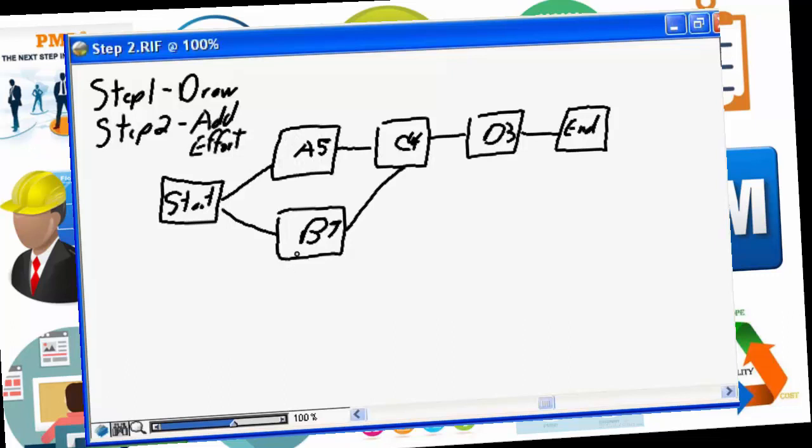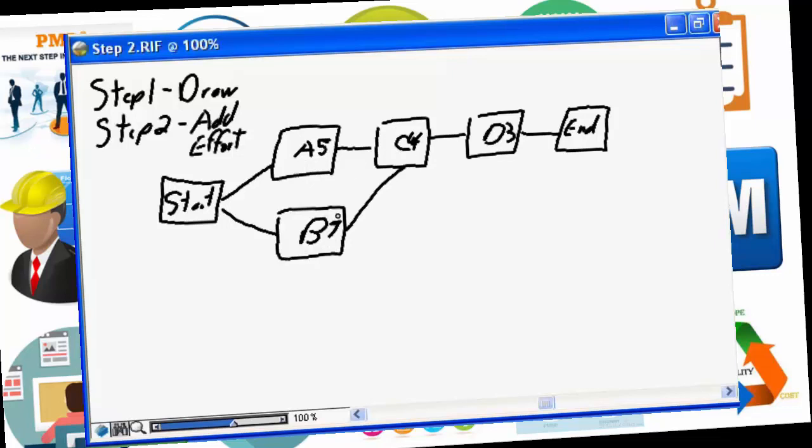The same for B. The resource that's going to work on B, which is an independent resource from A, because I'm saying they can happen in parallel, is going to take 7 days of dedicated focus effort to get the job done. C is going to take 4 days of dedicated focus effort.